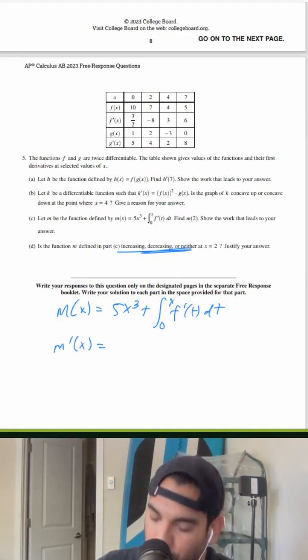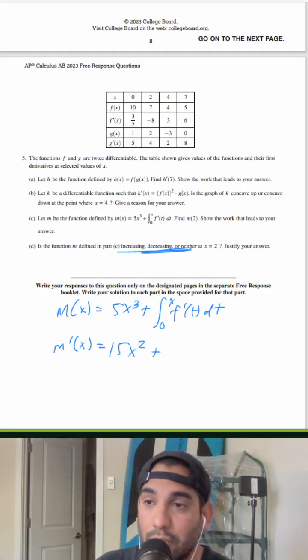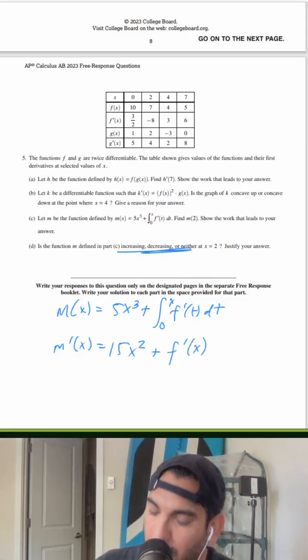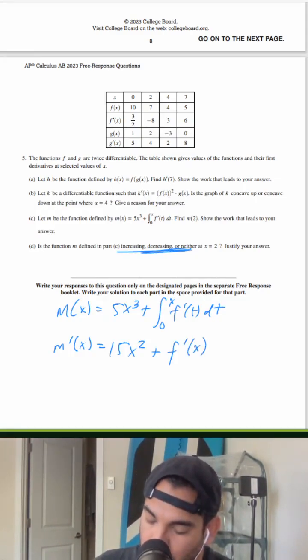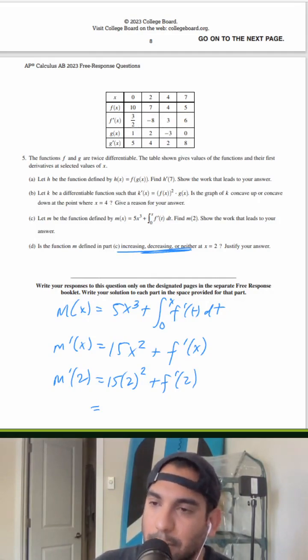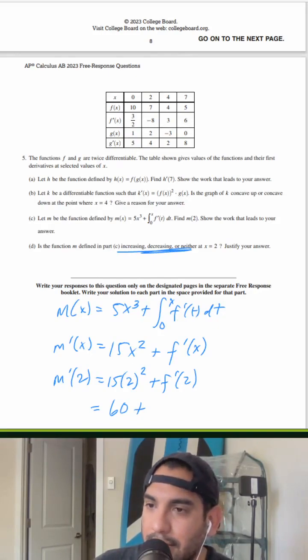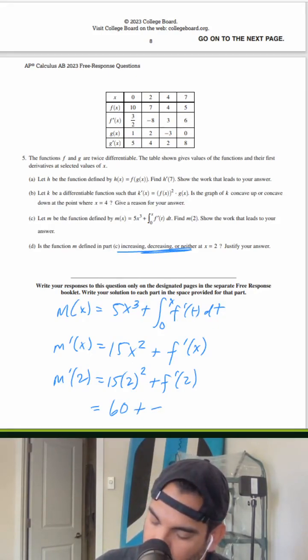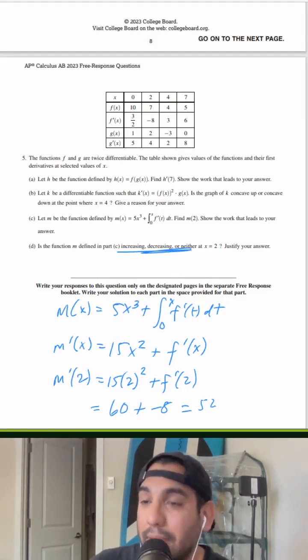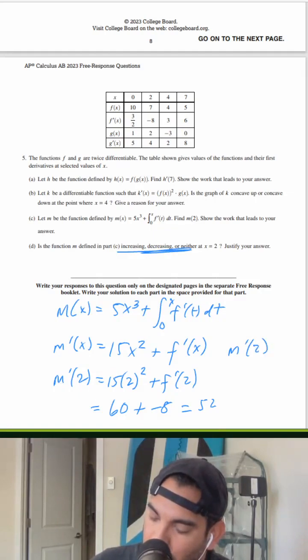The first part is just 15x squared. And then the second part, we're just going to implement the second fundamental theorem of calculus, and that's just f prime of x. They just want the value at 2, so 15 times 2 squared plus f prime of 2. The first term, 15 times 4, that's 60, plus f prime of 2. Looking at the table, that's going to be negative 8. So then we get a value of 52. Because m prime of 2 is greater than 0, it is increasing.